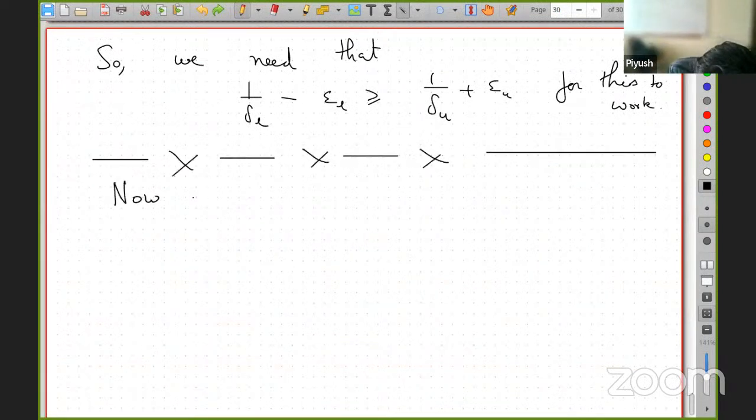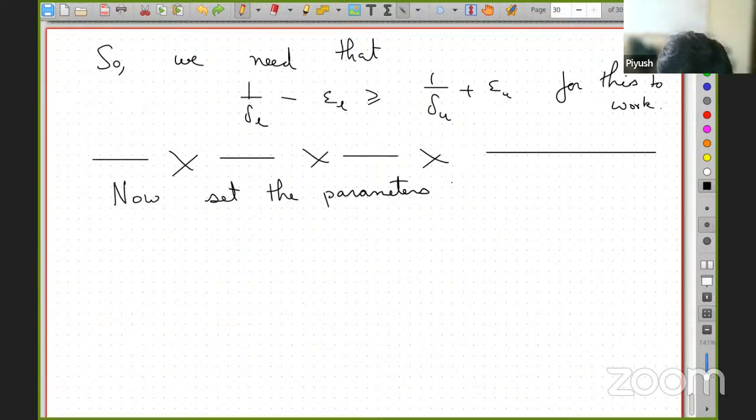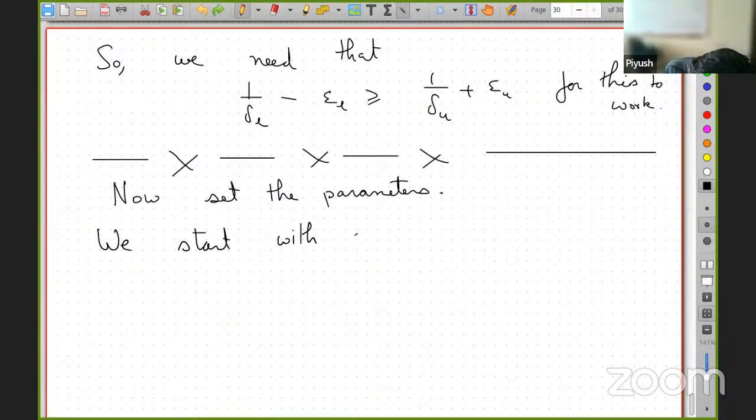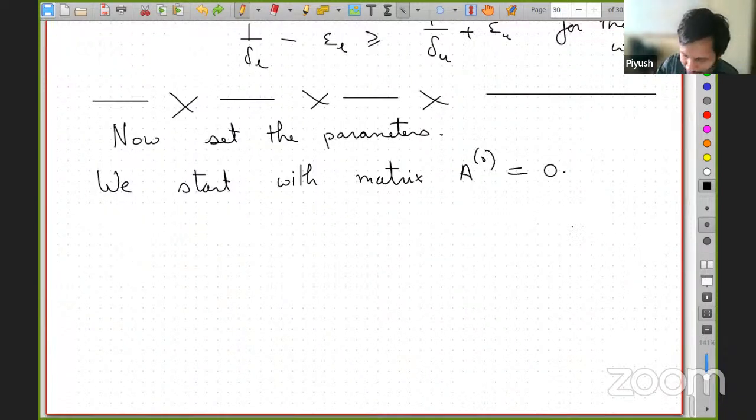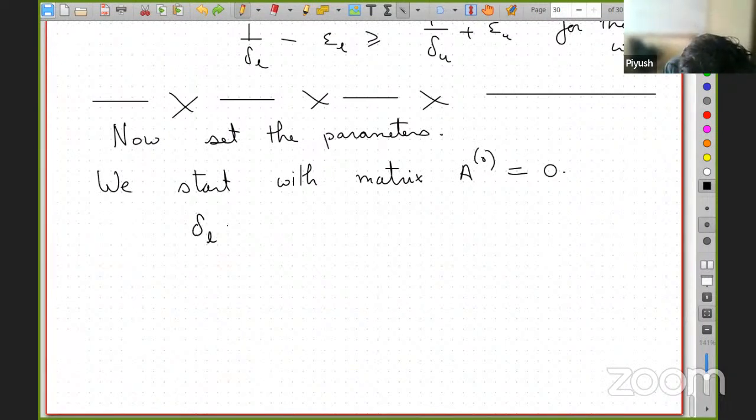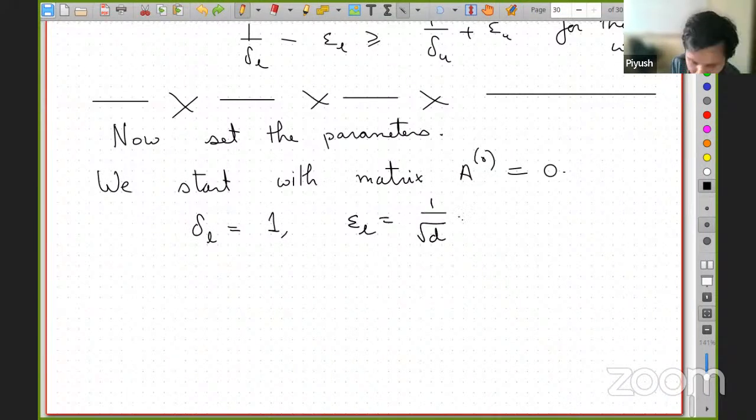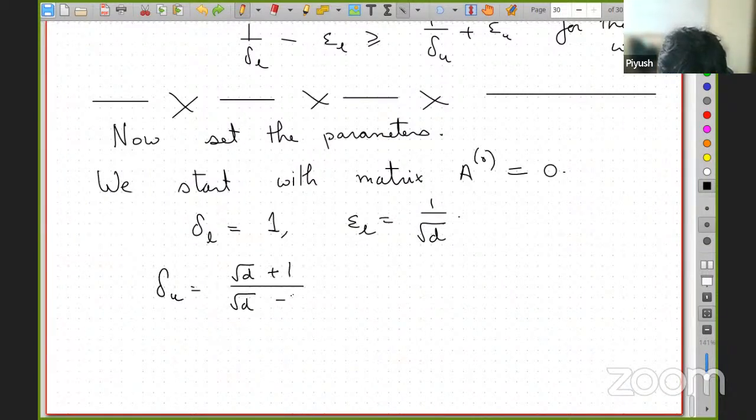So now set parameters as well. This is the thing which requires some optimization. So we start with the first matrix, matrix A0, which is the 0 matrix. Both lambda max and lambda min are 0, and we set delta L equal to 1, epsilon L to be 1 over square root d, delta U to be square root of d plus 1 over square root d minus 1. So notice that delta L epsilon L is less than or equal to 1.